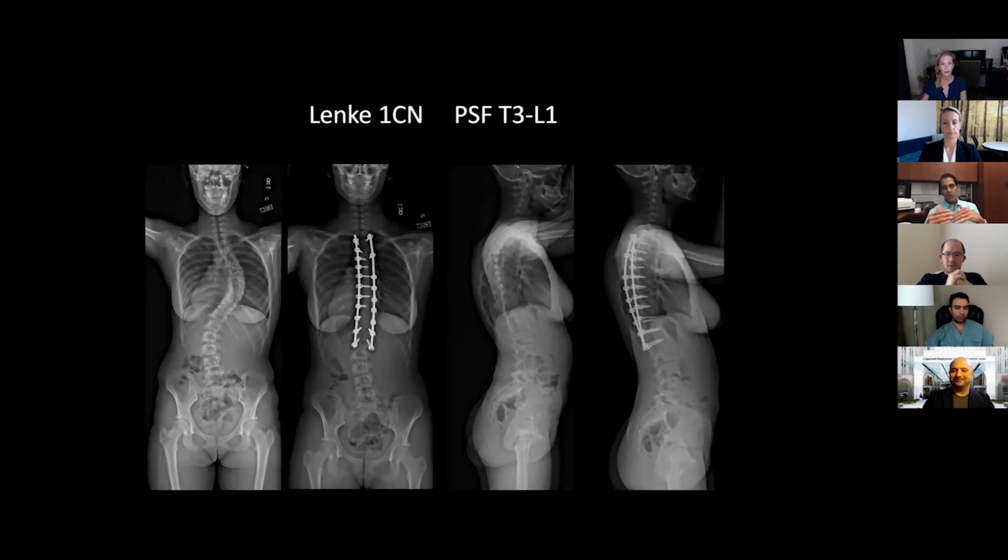So a selective thoracic fusion is defined as L1 and above for this 1CN or 3CN curve patterns, which would otherwise drive you well into the lumbar spine, sacrificing levels, sacrificing motion, and perhaps having to see Dr. Jones in the future for low back pain and junctional degeneration.